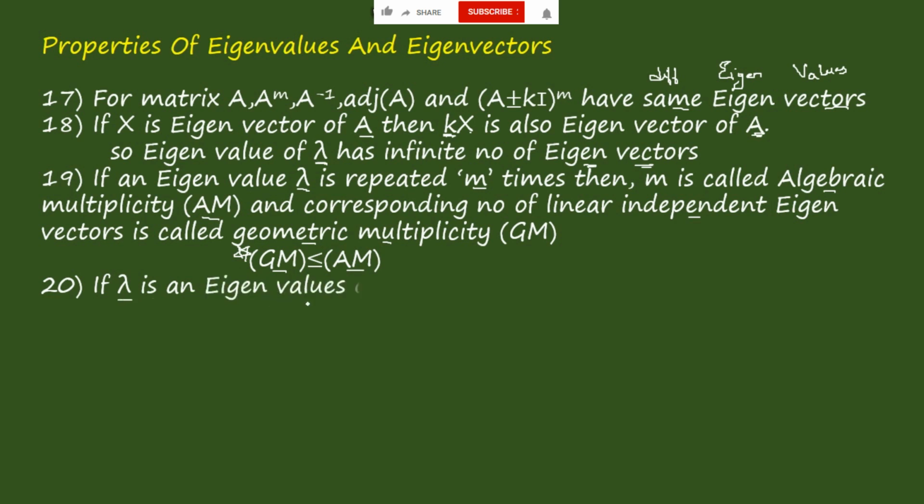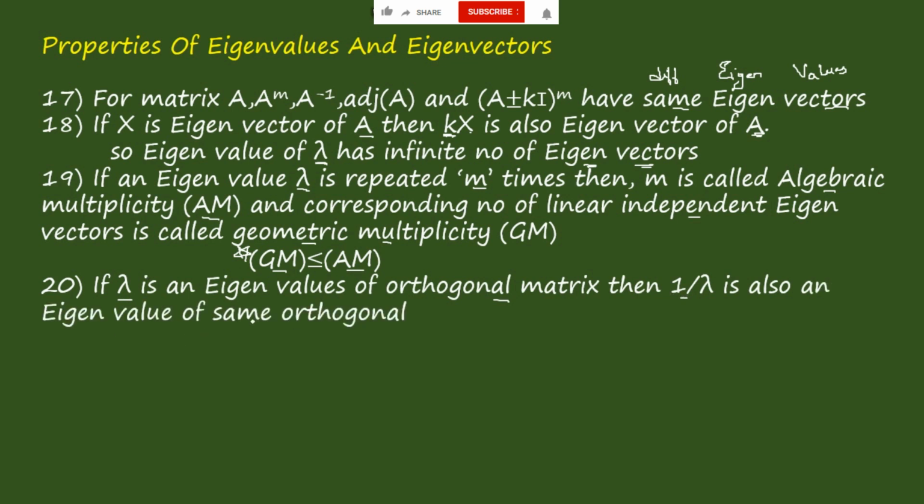If lambda is an eigenvalue of an orthogonal matrix, then 1 by lambda is also an eigenvalue of the same orthogonal matrix. As we know, in case of an orthogonal matrix, the determinant of A is equal to plus or minus 1. Yes or no? So we can say that if lambda is an eigenvalue of an orthogonal matrix, then 1 by lambda is also an eigenvalue of the same orthogonal matrix.